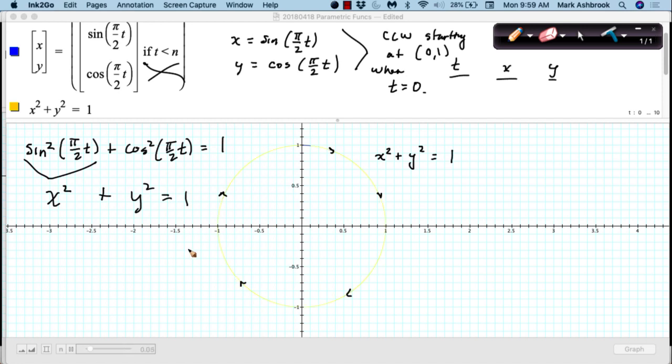So they're the same set of points, right? And that mathematically shows how they're the same set of points. Use the Pythagorean identity, sine squared plus cosine squared equals 1. Well, then this equation just falls right out. X squared plus y squared equals 1. But again, the big difference is that the parametric function has direction associated with how the points are generated, whereas the equation does not. But mathematically, the same set of points. All right, so let's look at this.